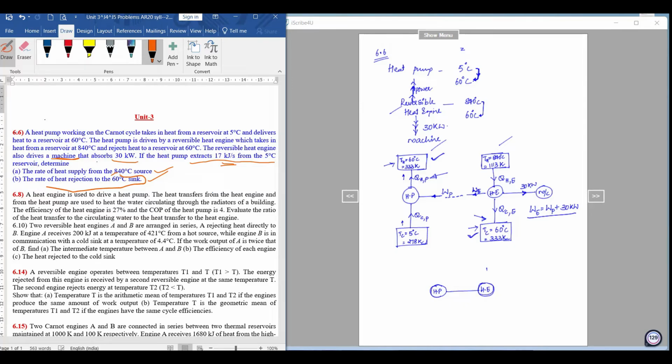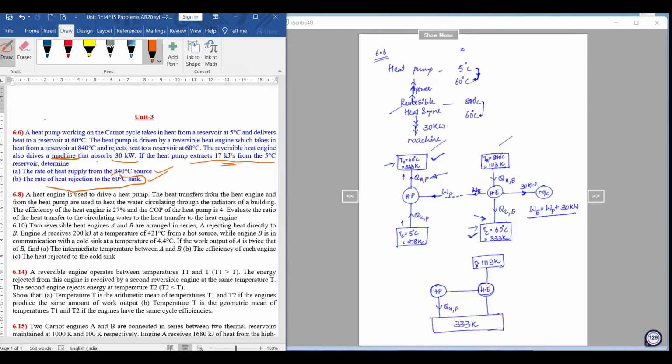ఓకే, సో హీట్ ఇంజిన్ ఎలా ఆపరేట్ అవుతుంది, ఒక హాట్ రిజర్వాయర్, దిస్ ఈస్ ఎట్ 1113 Kelvin. Okay, so this is hot reservoir and then it is rejecting heat to, I am drawing a common reservoir that is at 60 degrees centigrade, which is equal to 333 Kelvin. ఈ రిజర్వాయర్ కి ఓకే.